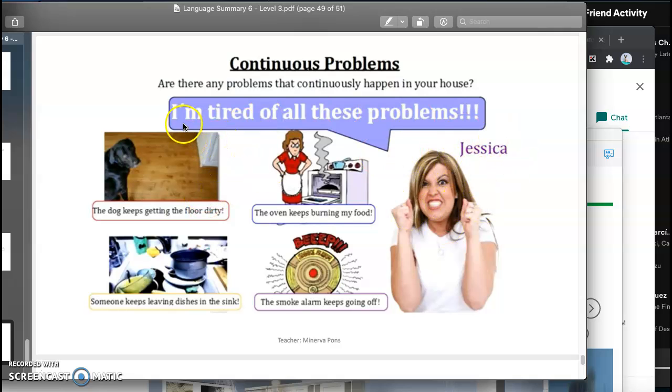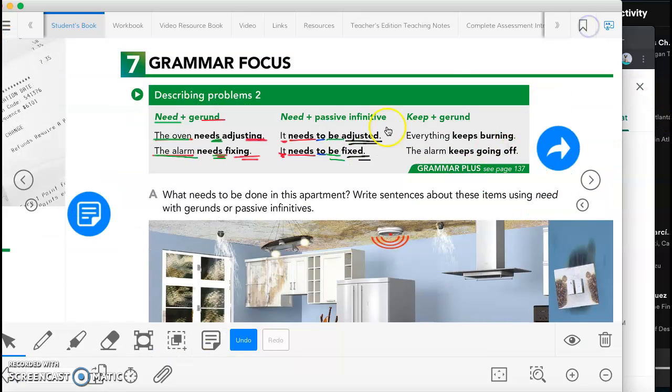In here, Jessica is tired of all these problems. The dog keeps getting the floor dirty. Someone keeps leaving dishes in the sink. The oven keeps burning my food. The smoke alarm keeps going off. So in here, with keep, we are only using the gerund. To talk about these continuous problems using keep, we are only going to be using the gerund. Keep getting the floor dirty, keep leaving, keeps going off, keeps burning. All of these verbs in gerund, as you can see here in the book as well.